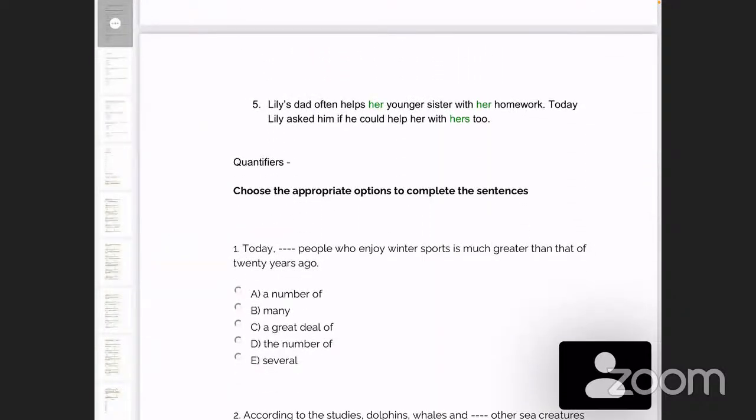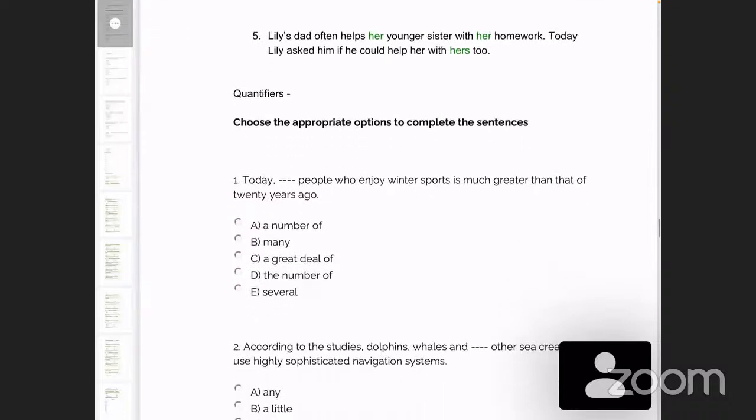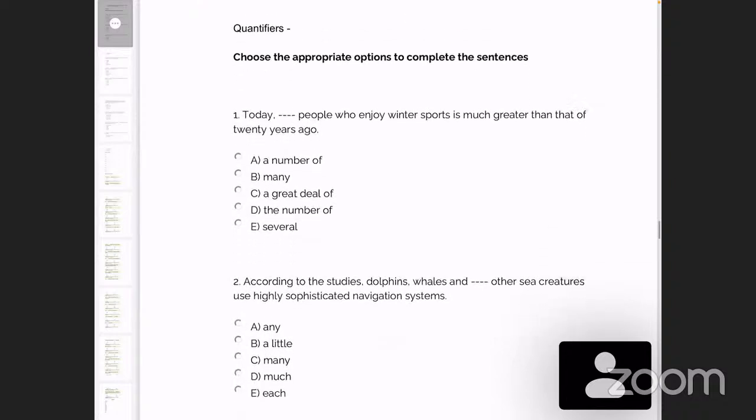Quantifiers. Choose the appropriate option to complete the sentence. Today, dash people who enjoy winter sports is much better than that of 20 years ago. Today, a number of people who enjoy winter sports is much greater than that of 20 years ago.